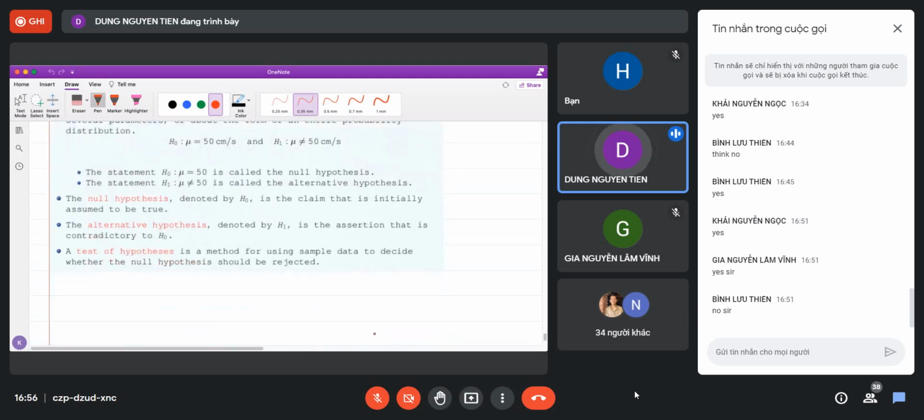And the test of hypothesis is a method in which you use some data set to make the decision whether the null hypothesis should be rejected.